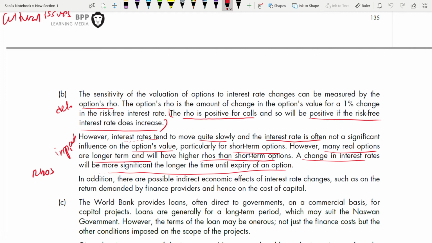So that means, let's say you are taking an option for 3 years, right? You have 3 years until the expiry of an option. So your change in interest rate will be more significant that time. But if you are very close towards that expiry, you just have 1 month for your options to expire, the change in interest rate will not be so significant, because that interest rate change cannot happen in 1 month. Interest rate takes time to change, right?